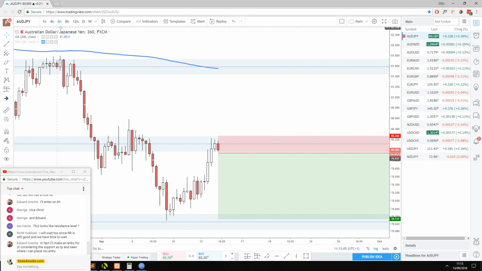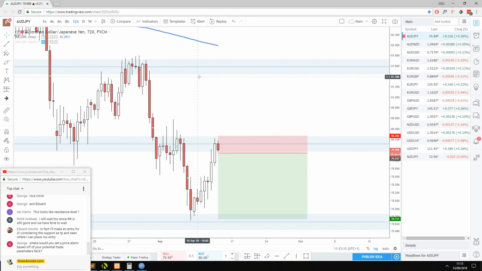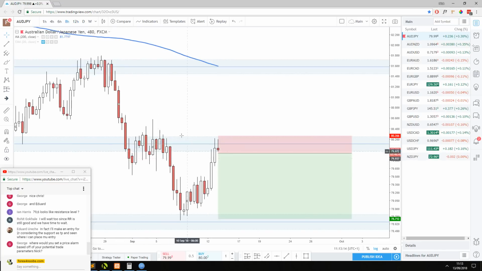So yeah, in summation, this trade is almost ready to enter on the lower time frame, the 6 hour. It just needs to drop down a little further. If you're trading the higher time frames, like the 8 hour or 12 hour, then obviously this setup is not ready to enter, but we should be looking potentially at an entry later today.